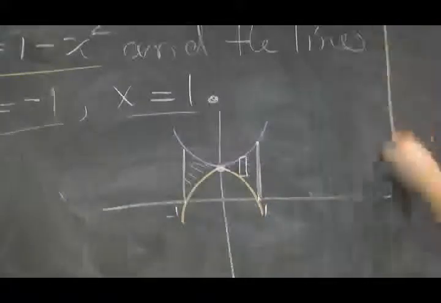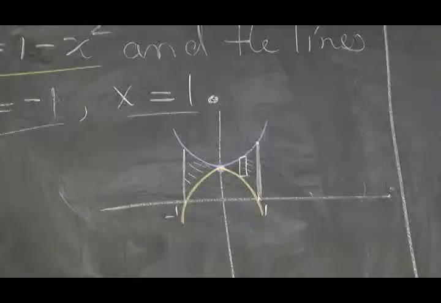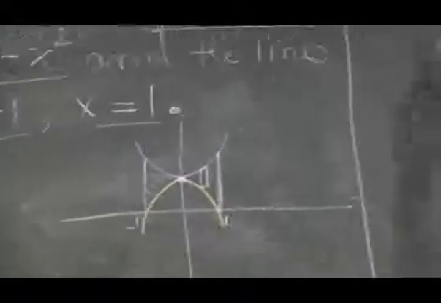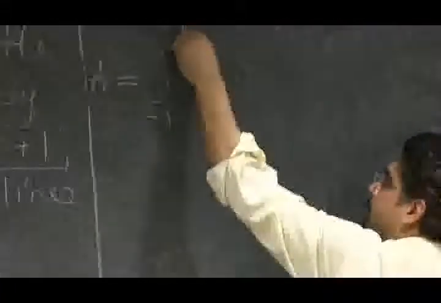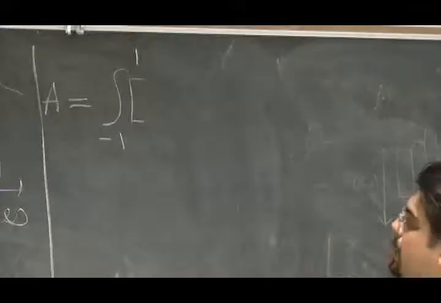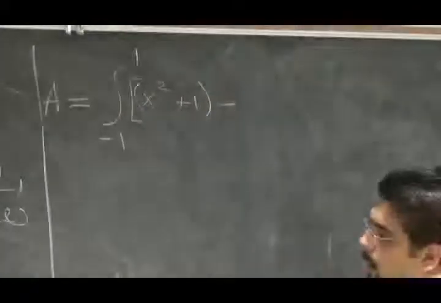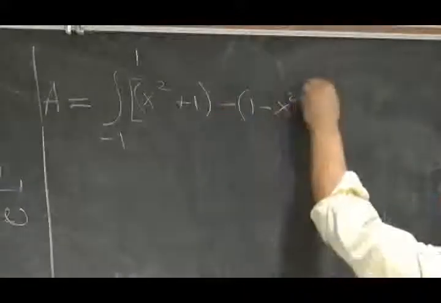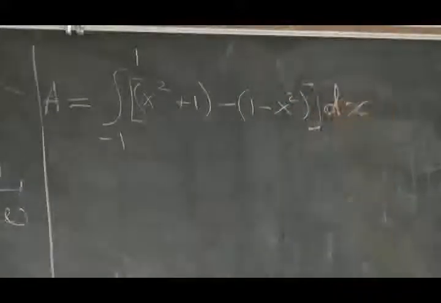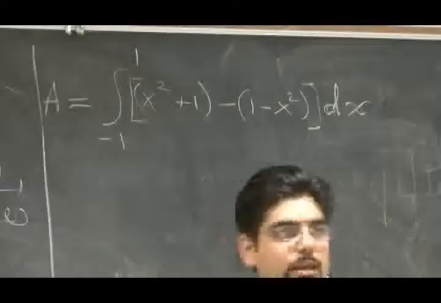So having said that, the area is equal to the integral from negative 1 to 1 of the top function minus the bottom function. Within that interval, that means x squared plus 1, that's my top function, minus 1 minus x squared. Okay. So if I integrate this and I get a number, that number represents the area of this region that I shaded.